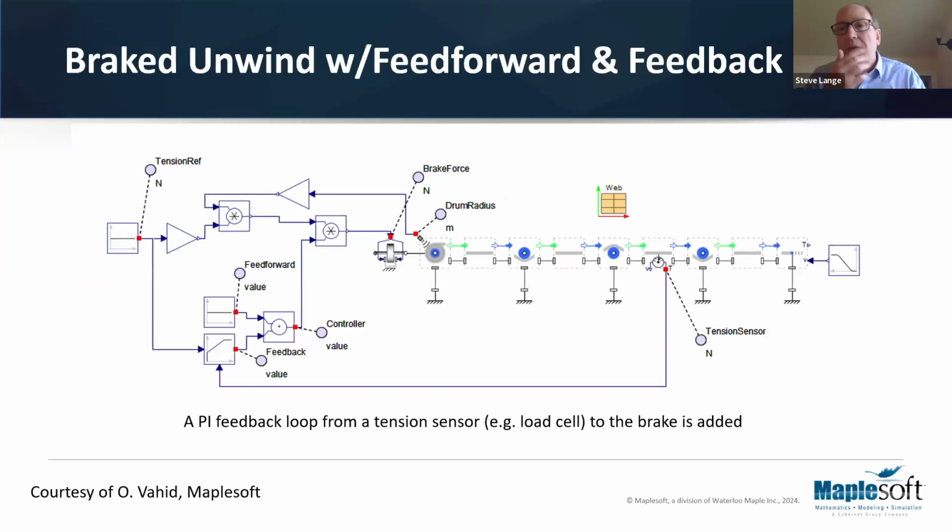And now the final example here with this particular model, we see that we've now added a feedback loop from this tension sensor back to this controller. We still have the feed forward, but now we have a feedback that's also being fed to the braking force on the drum. So we have now both feed forward and feedback loop, a proportional integral feedback loop is now added.